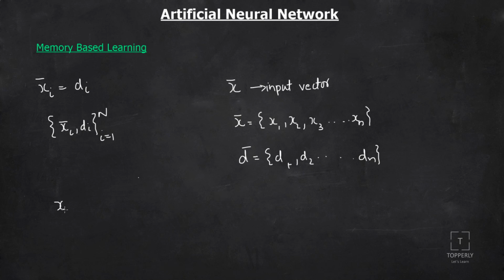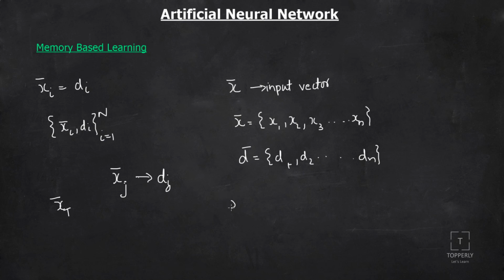Now suppose the system encounters a test input xt bar and the system hasn't seen this input before. So what it does is it will compare this xt bar with all the set of inputs it has already been fed with and find the closest one to xt bar. Suppose xj bar is the closest one to xt bar. Then the desired output dj corresponding to xj bar will be taken as the output of xt bar.